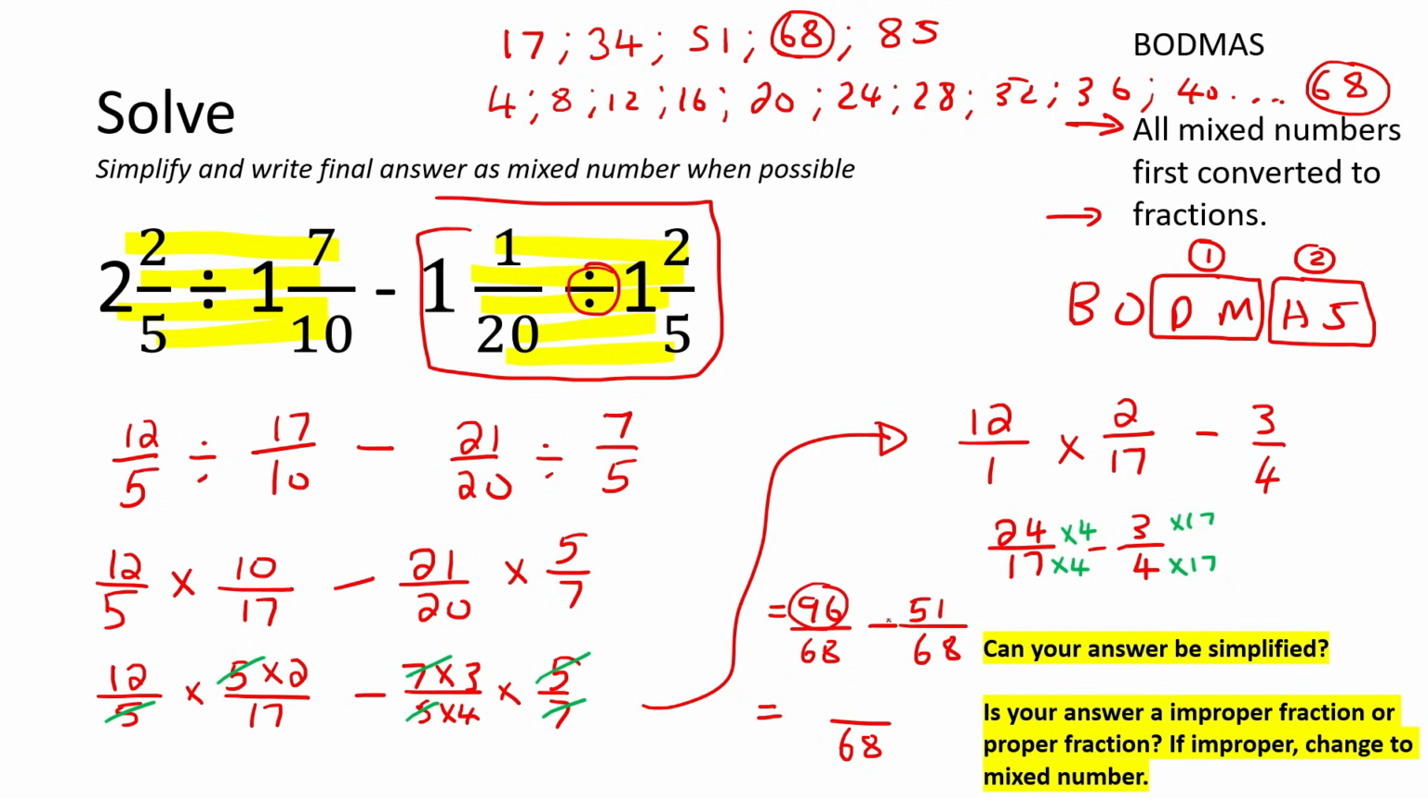So what is 96 minus 51? Well, that would be 45. I would then just type that on my calculator to see if it can simplify. No, it can't. And is this an improper or a proper fraction? That is a proper fraction because the number at the top is smaller. And so that is the answer.